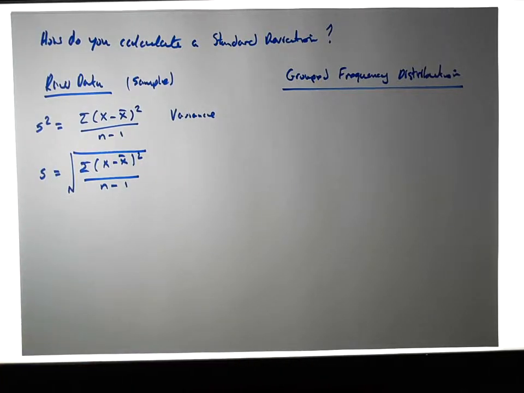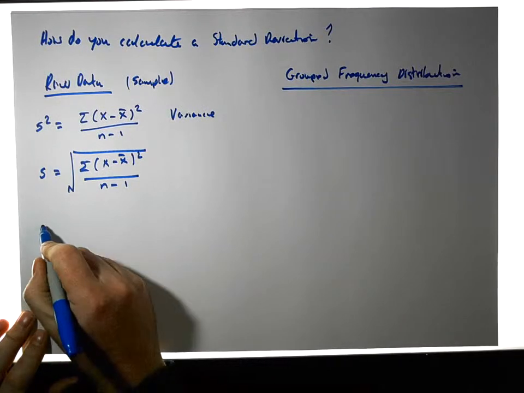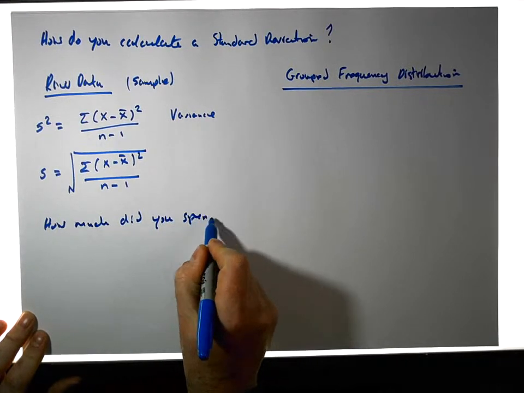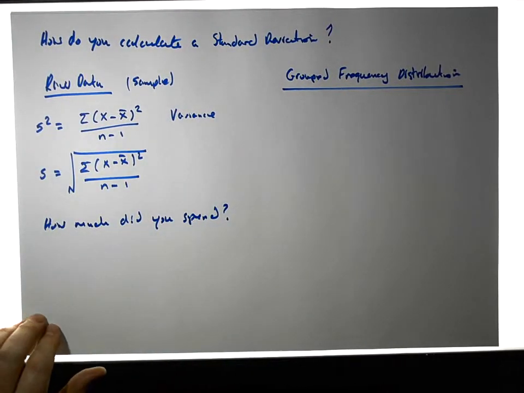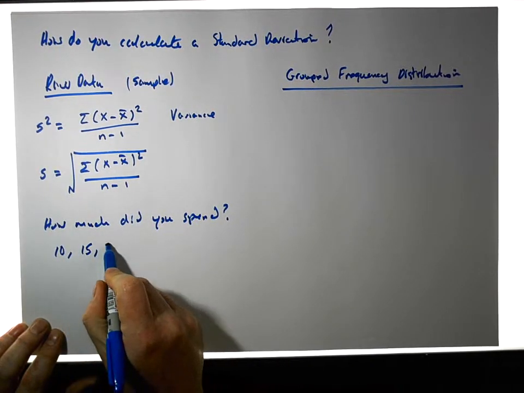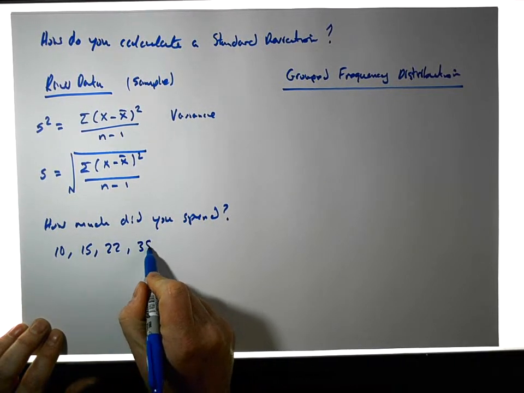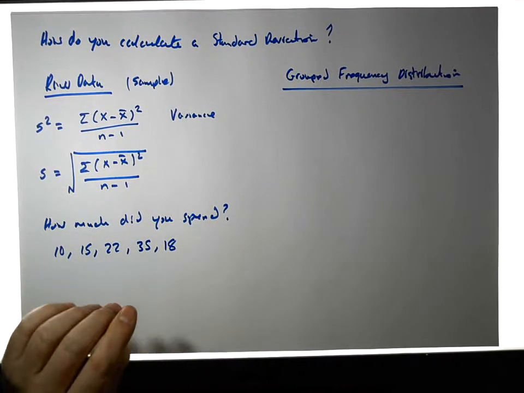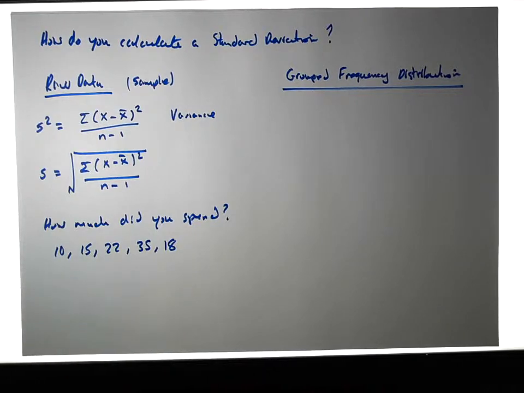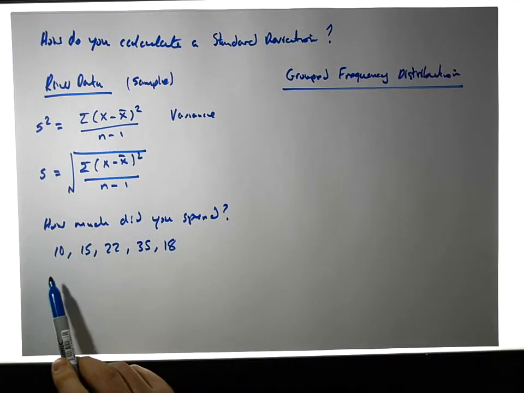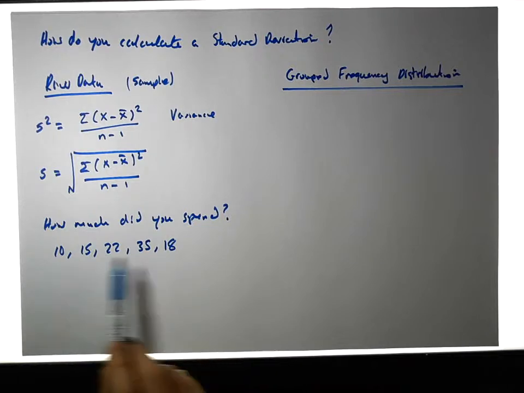So let's say, for argument's sake, that we asked 5 people how much they spent over the weekend. Let's say the responses were: the first person said 10 euros, the next person said 15, then 22 euros, 35 euros, and 18 euros. These are the responses to the question we asked, the variable that we're measuring, how much did you spend. What we'd like to do is calculate the standard deviation of this particular data set.